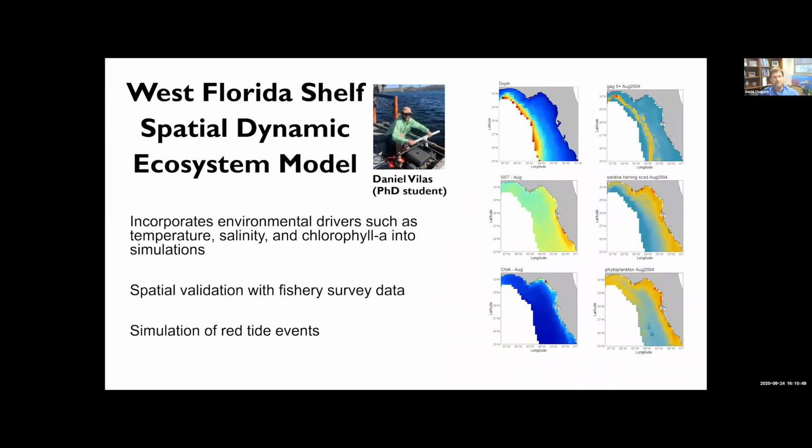And so Daniel Velas, my other PhD student, has been working on this project to update the West Florida Shelf Ecospace model, which is a spatial simulation of the food web, by incorporating dynamic environmental drivers: temperature, salinity, and chlorophyll a. So you can see these animations on the right of your screen, where certain environmental parameters are changing at a monthly time step, and then we get a response in fish biomass over the West Florida Shelf. And we're using this mainly to simulate red tide events.